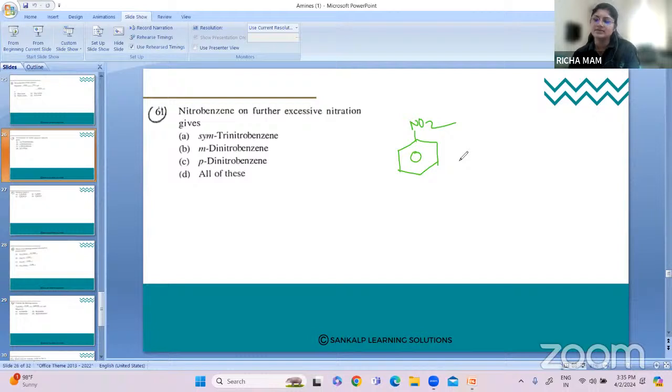You will obtain a dinitrobenzene. The nitro group will be attacked at the meta position. So you'll get meta dinitrobenzene as the product. So option number B.